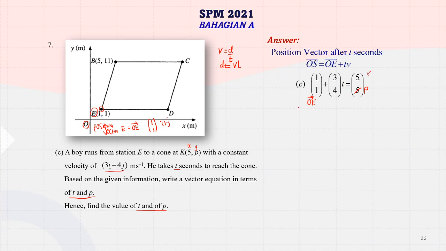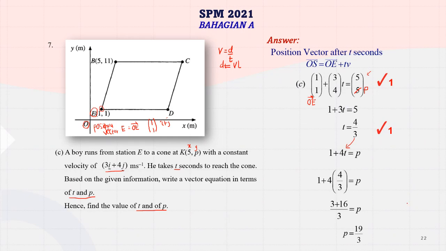So then we do the usual calculation, top with top. We just compare it. Okay, 1 plus 3t is equal to 5. And then we get the value of t, it is 4/3. Okay, next we want to get p, we compare the bottom one. Okay, 1 plus 4t is equal to p, and then we substitute the value of t, 4/3. You get 1 plus 4 times 4/3 equals p, so p is equal to 19/3. Okay. 1 mark for that. Every step is counted and you just write everything, never mind if there are many steps, because we want to get as many marks as we can.